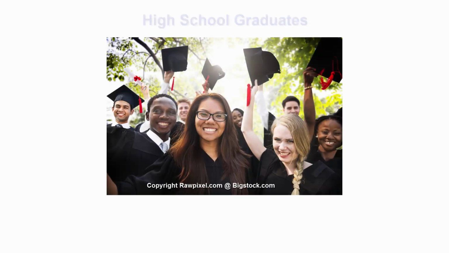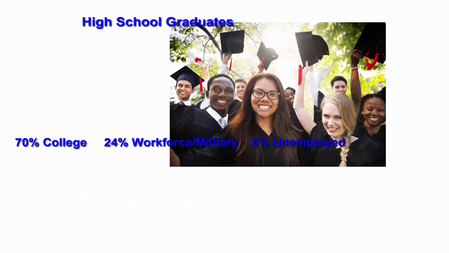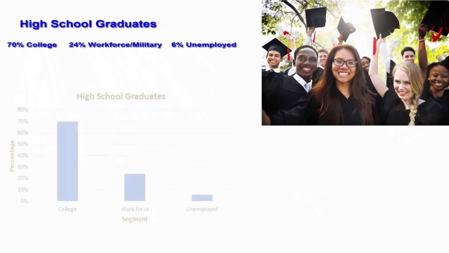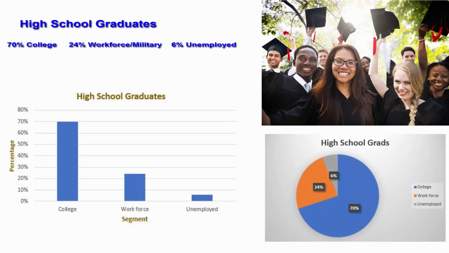The Bureau of Labor Statistics reported that of high school graduates in 2016, roughly 70% attended college, 24% are in the workforce or military, and 6% are unemployed. What category a high school graduate falls into can be represented by graphs designed to display categorical data. The two most common are pie charts and bar graphs.